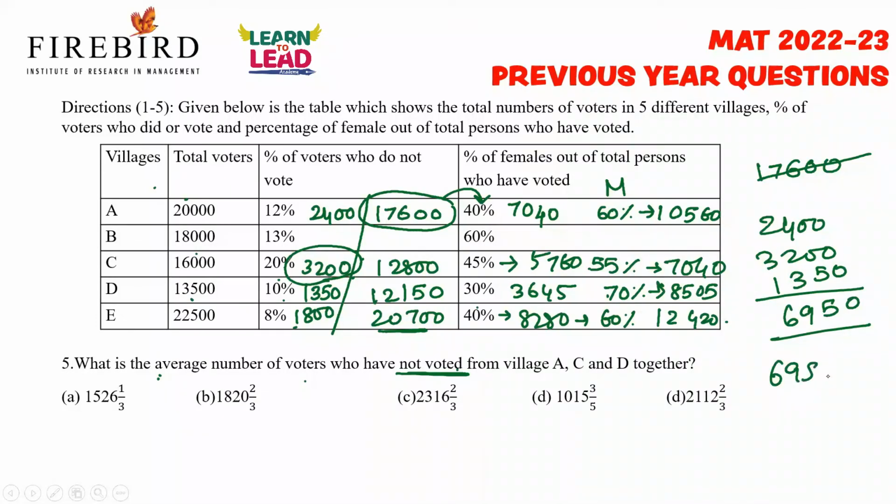Divide the 6,950 by 3. If you divide it by 3, you get 2,316 and 2 by 3. Which option starts with 2, 3, 1? Option C is your answer. It is enough. You don't want to do the remaining part. So 2,316 and 2 by 3 is your answer.